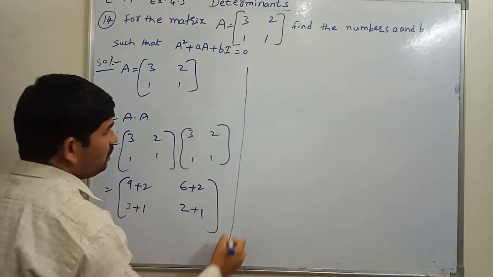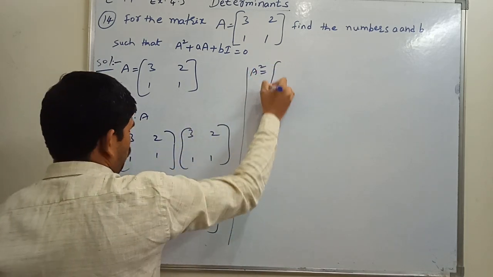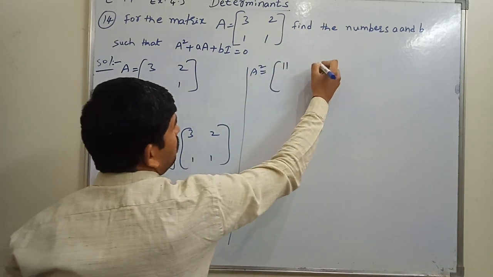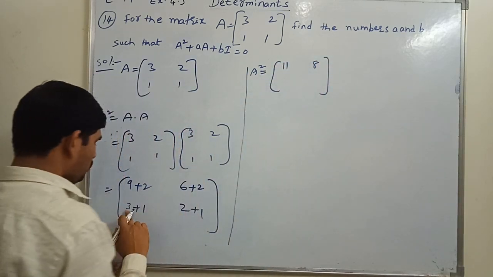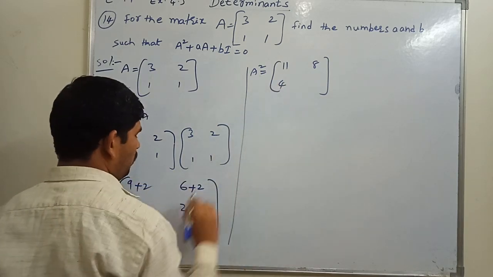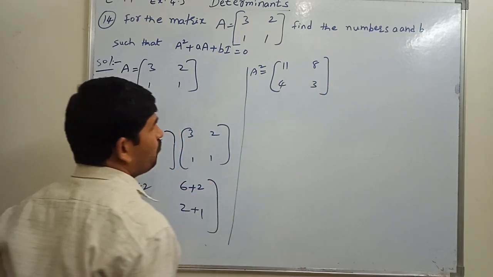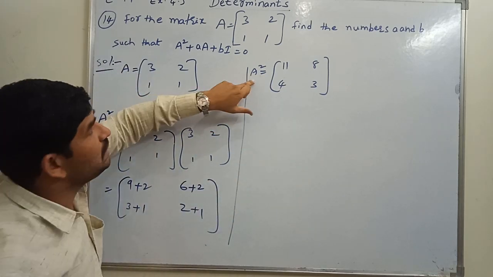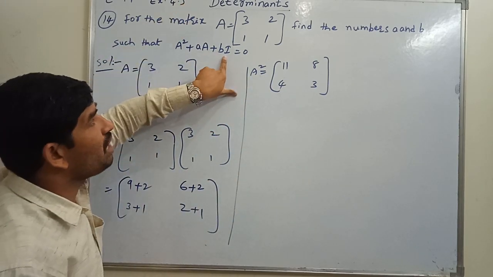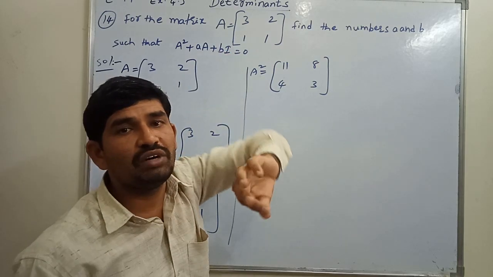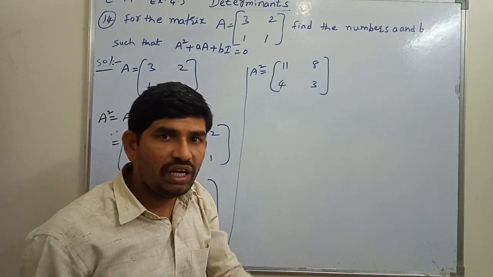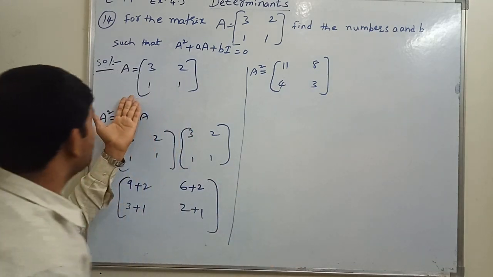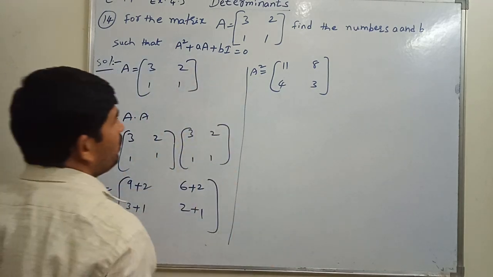So finally A square is equal to: 9 plus 2 is 11, next 8, after that 3 plus 1 is 4, then 2 plus 1 is 3. A square is completed now. So now we have to substitute the A matrix and A square. Remember, the I we are observing is nothing but the identity matrix. Because the A matrix is 2 by 2, we are taking the identity matrix of order 2 by 2.